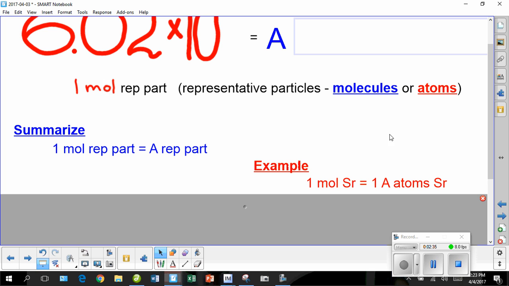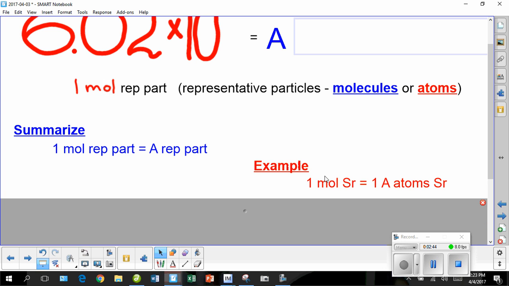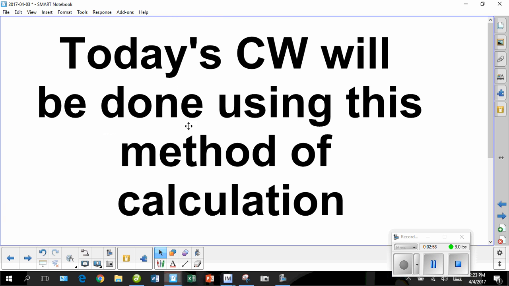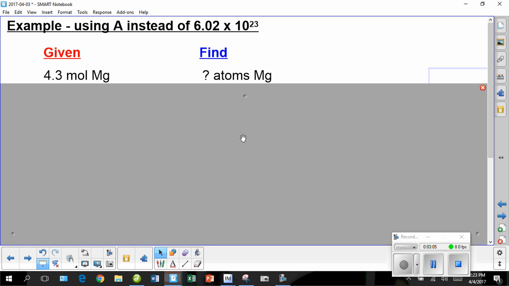And the A number, anybody know what that A number is? Avogadro, yes, the avocado man. No, he's not really. So 1 mole of strontium atoms is 1 Avogadro number of atoms of strontium. That's how you read that. Now, today's classwork will be done using this method of calculation that I'm going to show you today. So, here is my first classwork example.